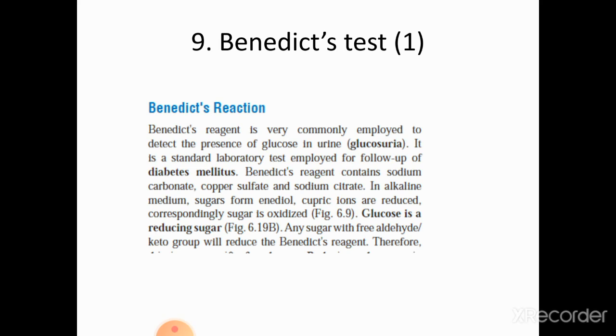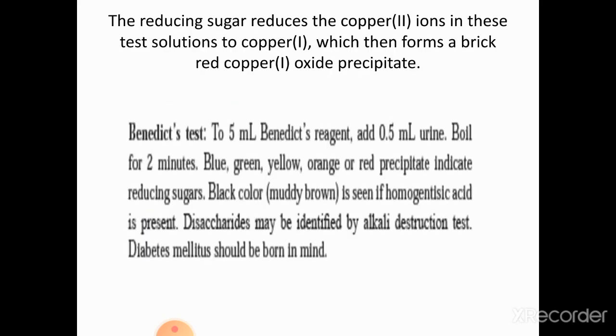Next question, Benedict's test. Benedict's test you have already done in your practicals, and all those practical knowledge you need to apply here. That is, what does Benedict's reagent consist of, what are the compositions in the Benedict's reagent, and the procedure, and what are your findings, how the color changes. Benedict's reagent is commonly employed to find out the presence of sugar in urine, usually done in diabetes mellitus. Then the reagent consists of sodium bicarbonate, copper sulfate, sodium citrate. Then the procedure, 5 ml of Benedict's reagent. Then why the color is formed and what each color indicates, all those things you need to explain.